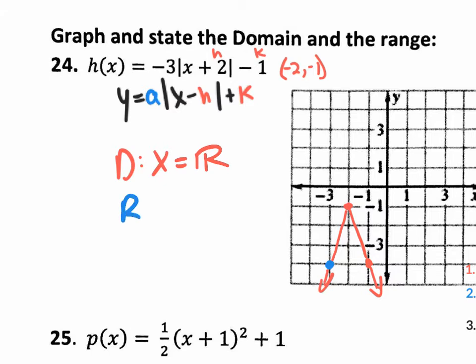Time for the range. The range are your y values. The y-axis is up and down. Obviously, positives are up here, negatives are down here. So where is the graph at? It's at the y value of -1 or below. So how do we say that? As an inequality, y is less than or equal to -1. And that's about it. Any questions on that? All right, let's move on.